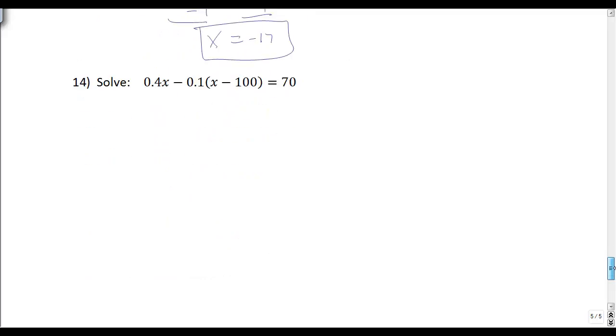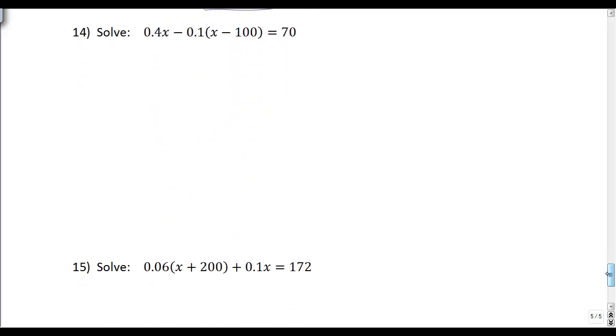Okay, next one. Okay, we got decimals here. So what do we do with decimals? Well, my general policy is to try and just get rid of them right away. So what I'm going to do is I notice there's one digit to the right of the decimal point in this term, one digit to the right of the decimal point in this term. So I'm going to multiply both sides by 10 right away.